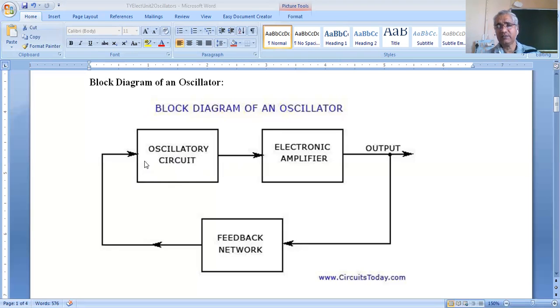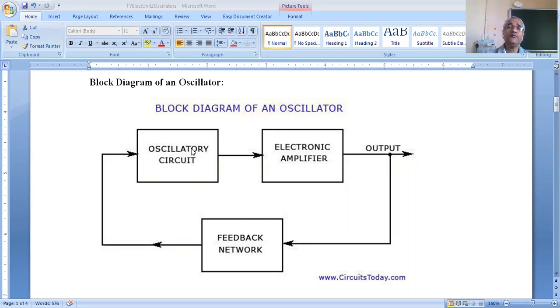Electrical oscillations are set up or produced in the oscillatory circuit. These oscillations are very weak. They are fed to the amplifier circuit. The amplifier circuit amplifies these sinusoidal waves to the desired level, and it gives to the output. But at the same time, some portion of the output is taken by the feedback network, and it is fed back to the tank circuit in the correct phase, so that sustained oscillations, meaning oscillations of constant amplitude, are produced.